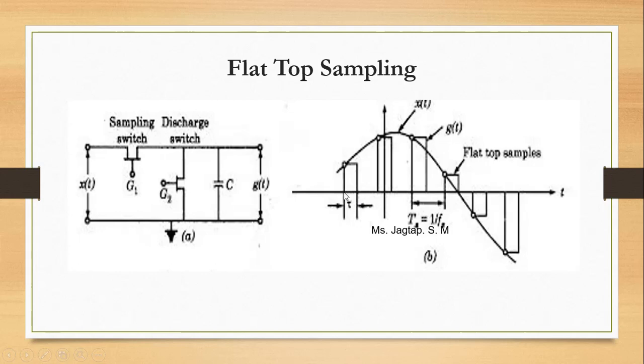We say that towards this point the sampling switch is on, and towards this point the discharge switch is on. The most important advantage of flat top sampling is a better signal to noise ratio due to the increased signal power. Due to the finite width tau of the pulses, generation is again easy. Practical filters can be used for the reconstruction, and less distortion occurs in flat top sampling.